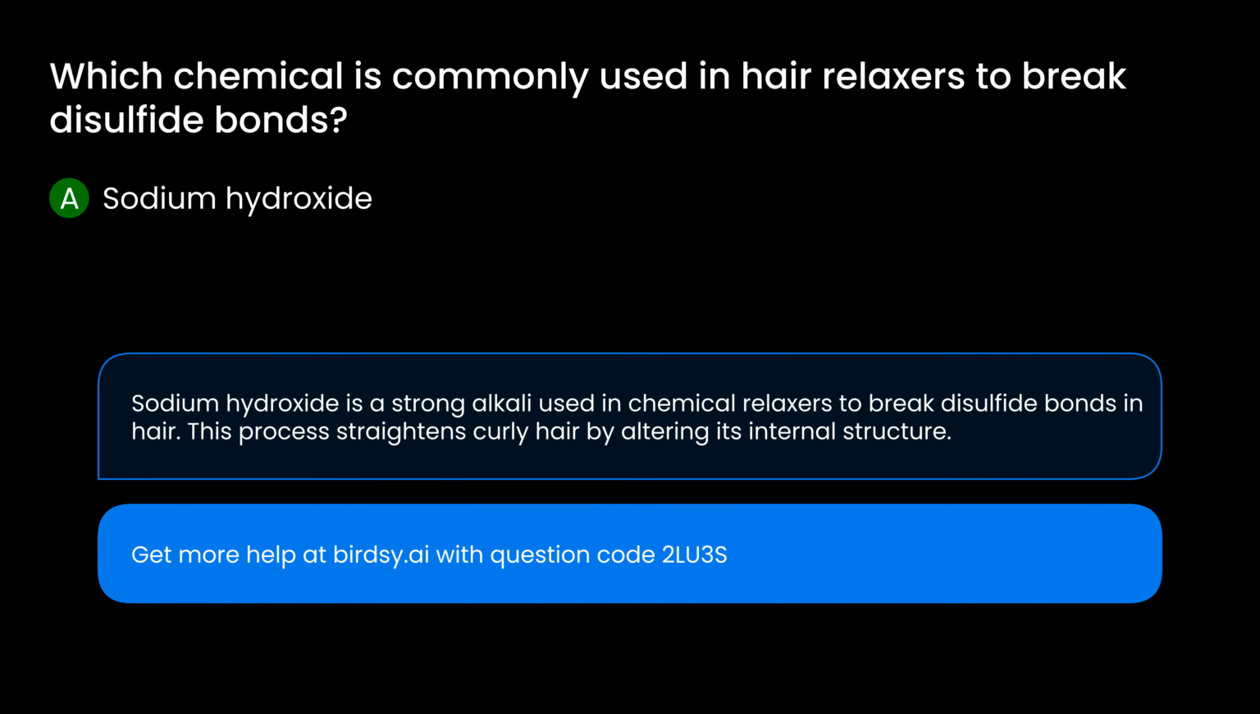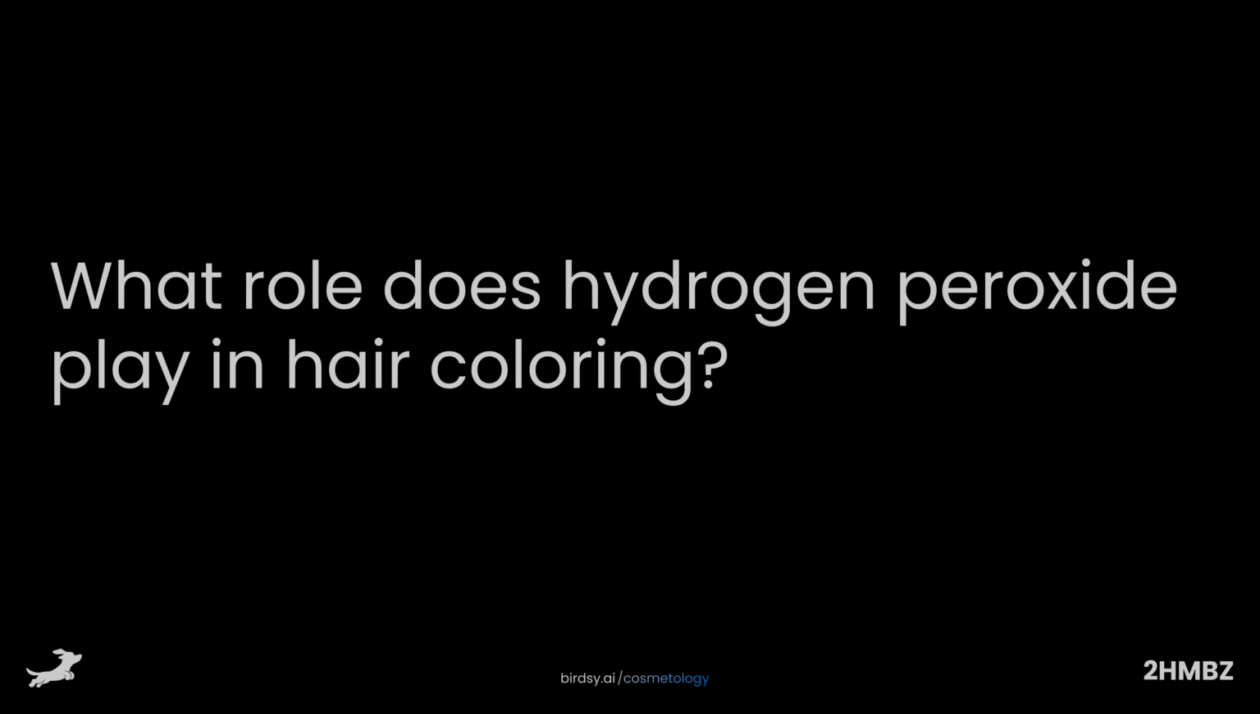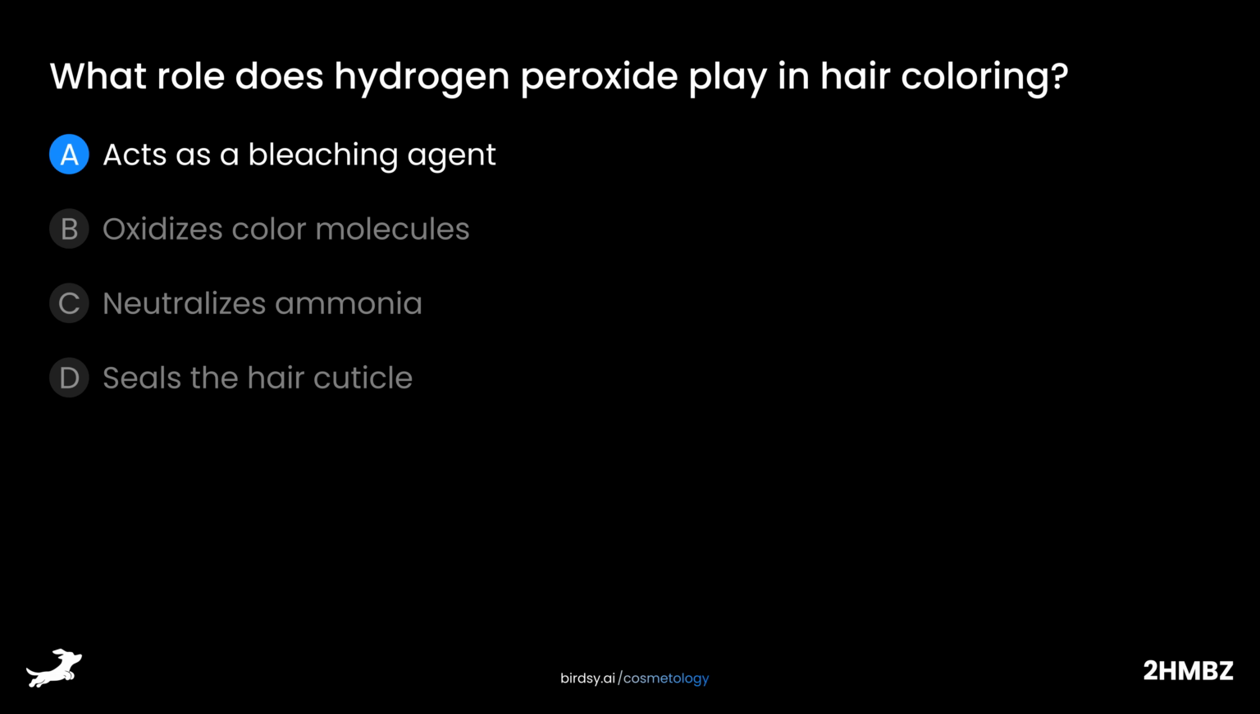Sodium hydroxide is a strong alkali used in chemical relaxers to break disulfide bonds in hair. This process straightens curly hair by altering its internal structure. What role does hydrogen peroxide play in hair coloring? Is it A, acts as a bleaching agent, B, oxidizes color molecules, C, neutralizes ammonia, or D, seals the hair cuticle? The answer is B, oxidizes color molecules.